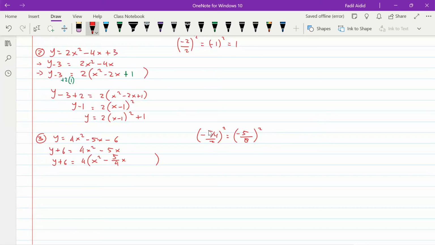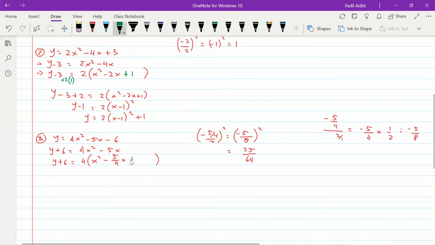squared. Remember, if we divide a fraction by 2, it's basically the same thing as multiplying by the reciprocal of 2. So minus 5 over 4 over 2 is the same thing as minus 5 over 4, well, this is basically 2 over 1. So if we convert into multiplication, we need to take the reciprocal of this. So it's 1 over 2. So basically minus 5 over 8. Squared, it's going to be 25 over 64. So you add 25 over 64 here.